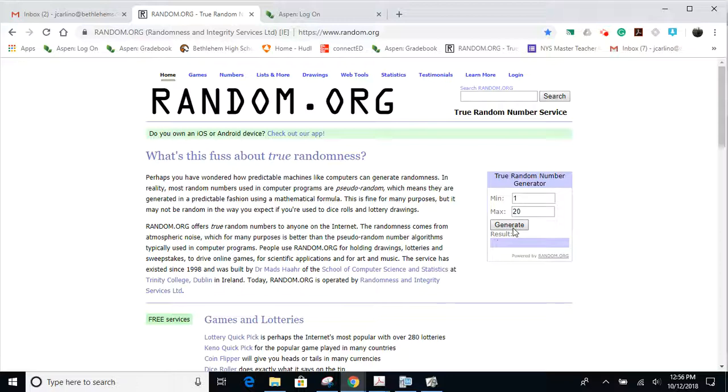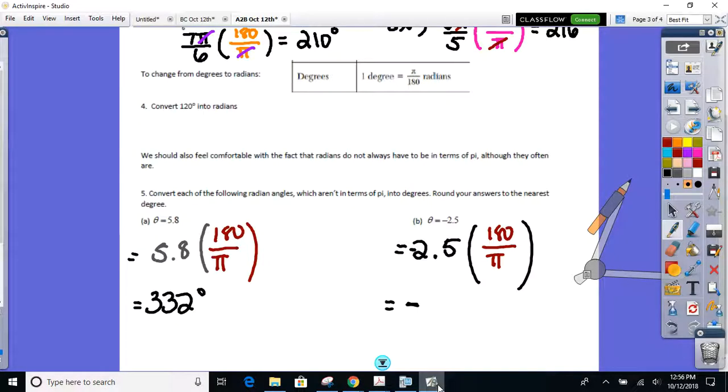Negative 143. So do we see the pi's won't cancel out every time? Okay, last thing I have to show you. What about going the other direction? Degrees to radians. Look on your formula sheet.